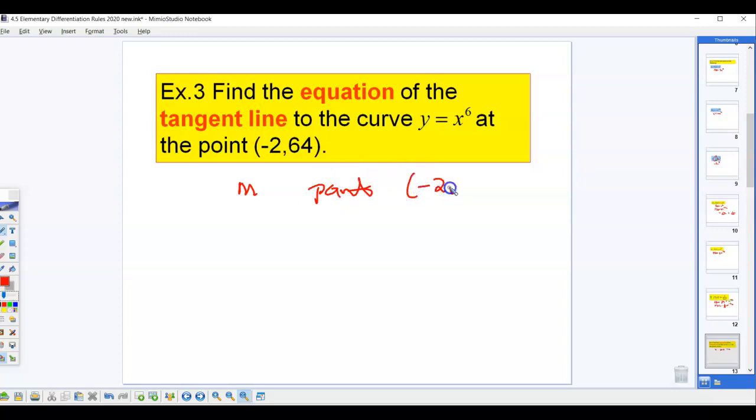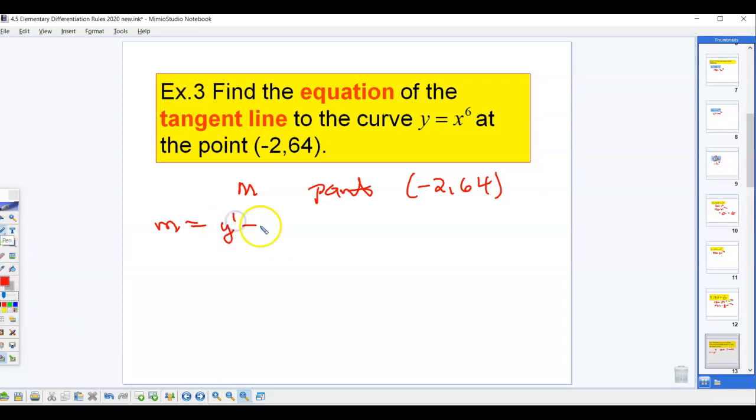The point is negative 2 and 64. And we're asked to find the equation of the tangent line to the curve where y equals x to the 6th at the point negative 2, 64. So the first thing I need to do is find the slope. Well, to find the slope, I have to take the derivative, because the derivative represents the slope at any point. Let me just clean this up here.